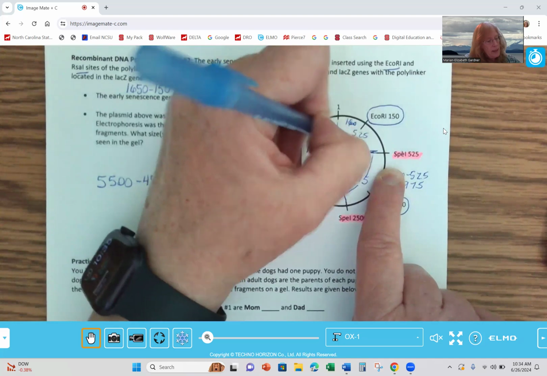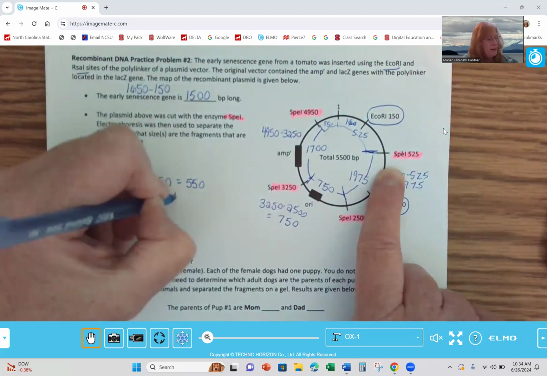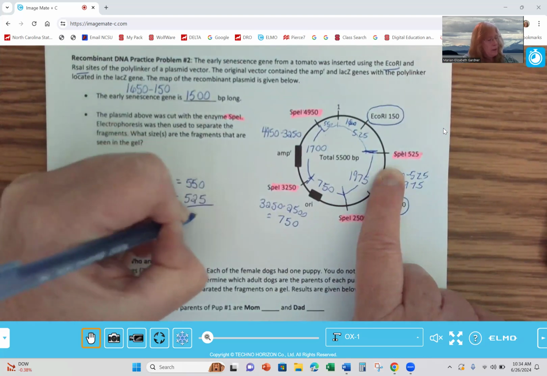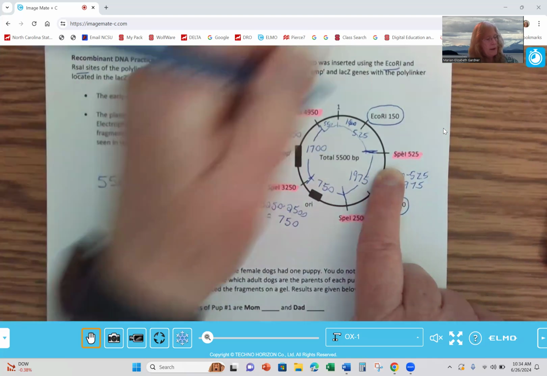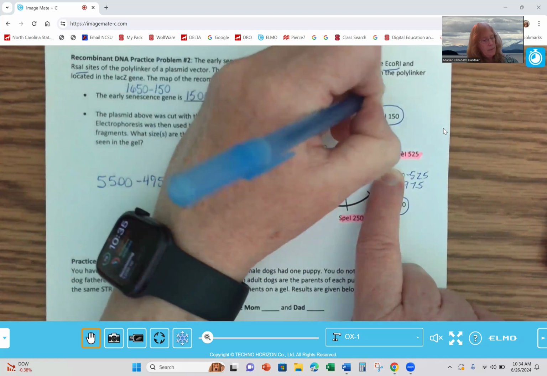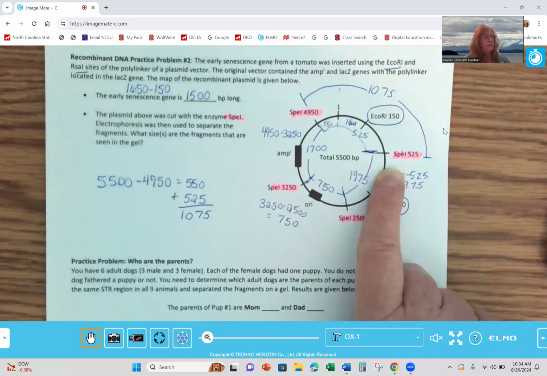So I've got a piece there and another piece there, so I'll add 525 to it. And it looks like 1075. So from here all the way around to there, to get all the way to there.